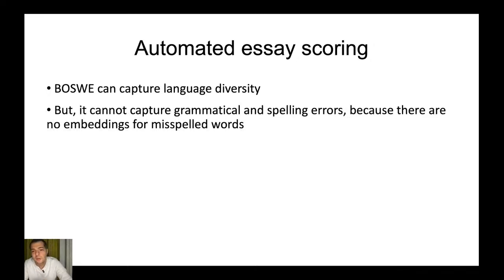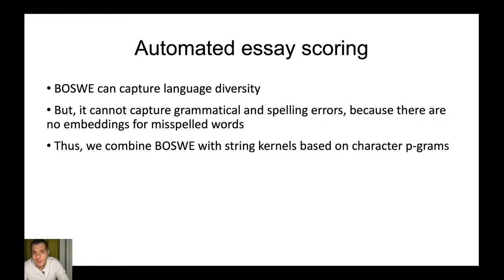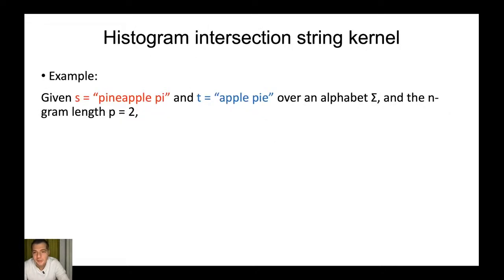It cannot capture grammatical or spelling errors because, at least in these baseline approaches like Word2Vec, you do not have embeddings for misspelled words. So these words are simply ignored. And in order to capture the misspellings, we combine this approach with string kernels.